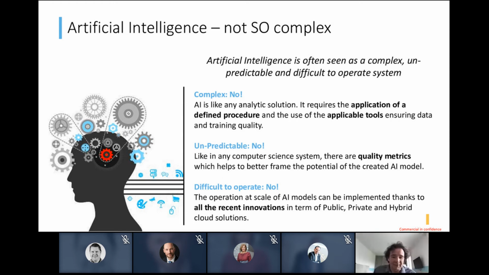Finally, difficult to operate. I put a no, but I will say it's one of the challenges that still remain, because indeed, AI relies on software which is sometimes difficult to operate. But if you look at the recent innovation, with this cloud approach, even this hybrid cloud, you can have a lot of different possibilities now where you can easily deploy your AI and operate it at scale.